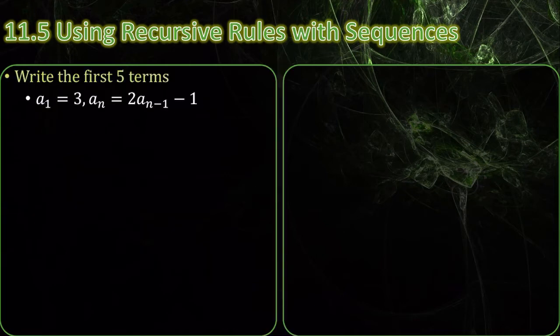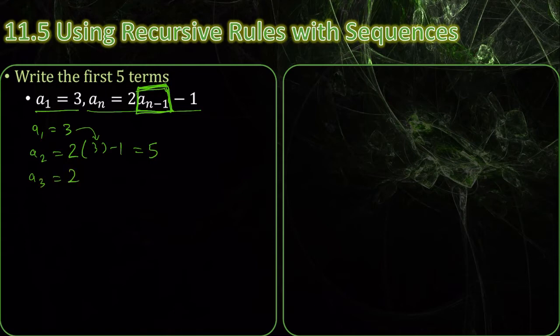All right, so let's write the first 5 terms. Well, the first one's easy. They gave it to us. It's 3. All right, a2, now we're using this, is 2 times a sub n minus 1, which means the previous term. What did we have before? 3. So that's 6 minus 1, which is 5.